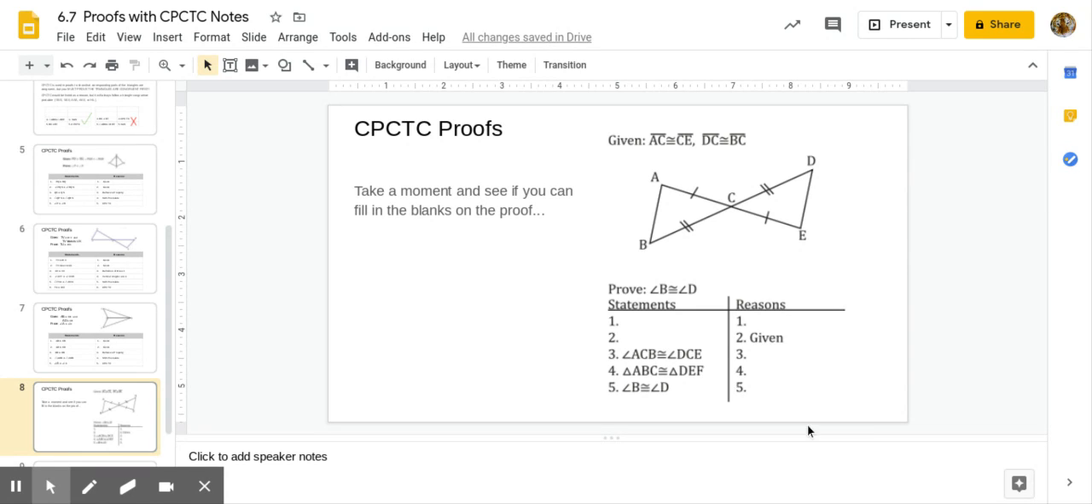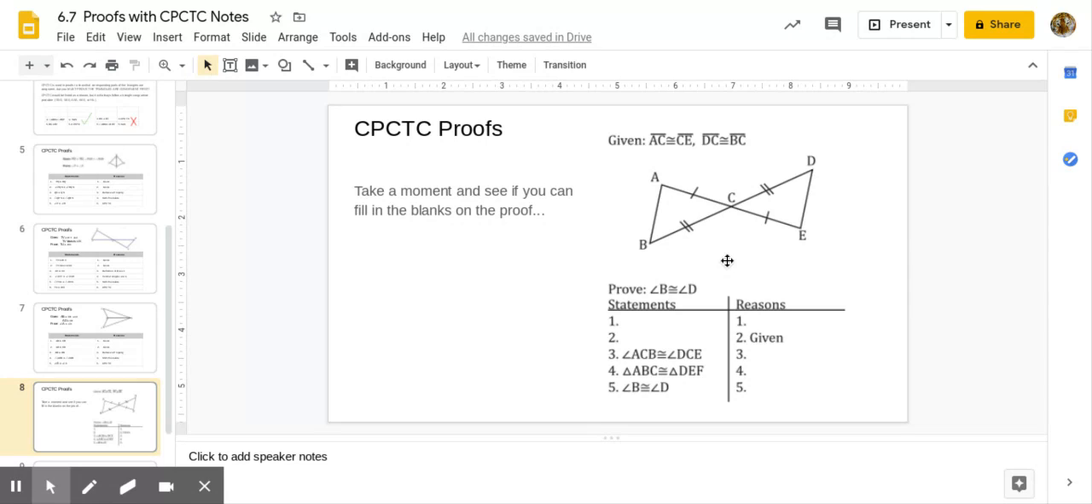All right, hopefully you thought through your steps. AC is congruent to CE should be written right here at number 1, and your reason should be given. At number 2, we should have DC is congruent to BC as a statement. A reason is given. Why is angle ACB congruent to DCE? So let's look at that. ACB, that'd be this angle here, and D to C to E, so this angle here. Well, those are vertical angles. So number 3 should be vertical angles are congruent.